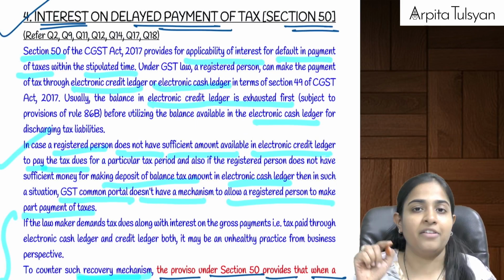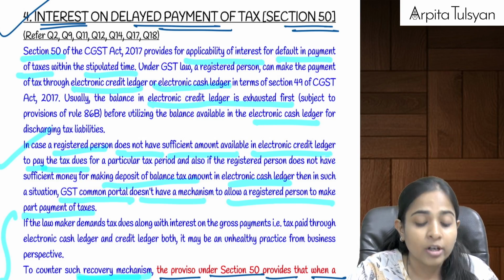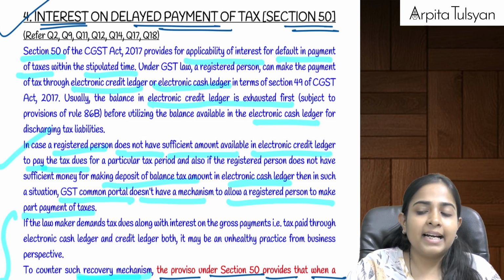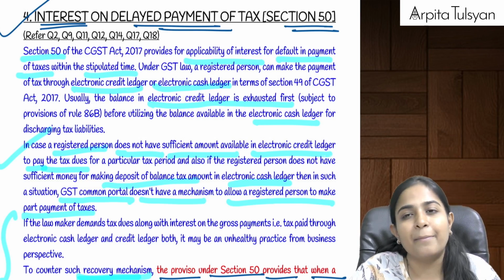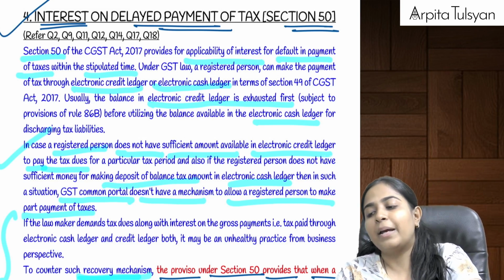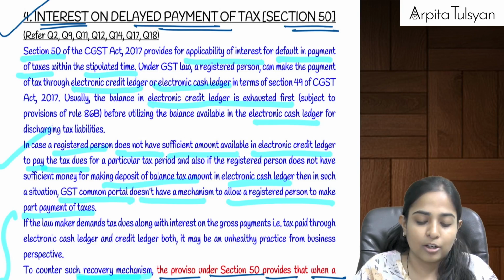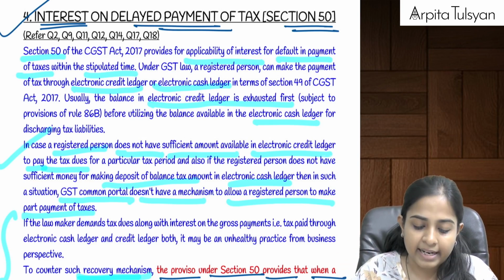Section number 50 talks about interest on delayed payment of tax. Now they say that whenever tax was payable to the government, and if we have done the payment late, then in that case, on the tax payable, we are required to pay the interest to the government at a rate of 18%. Okay, 18% is the rate of interest.